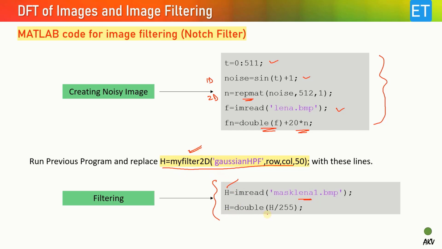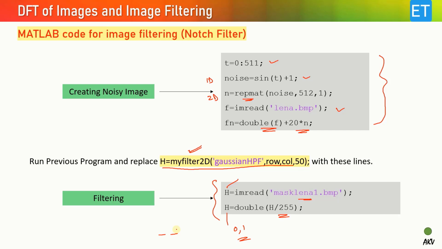And then this h is divided by 255 because it was saved as a grayscale image. So the values were 0s and 255 all over the image. But I need only the values 0 and 1 for the multiplication purpose. So I have divided all the values by 255. So now h has the values only 0s and 1. So it is 1 all over except those two notches which have 0 values.